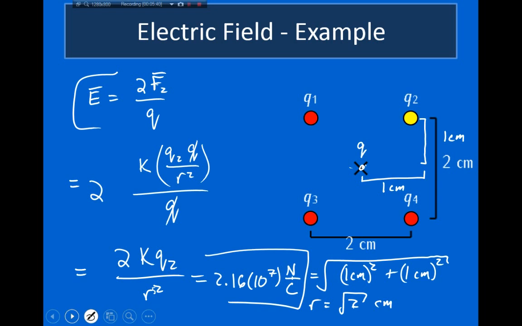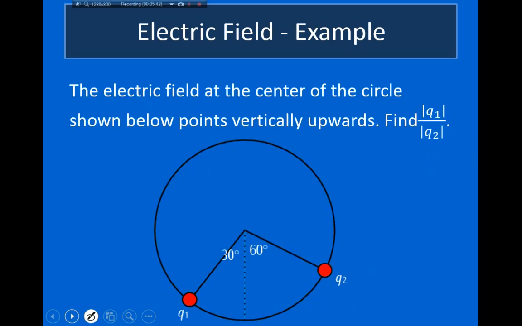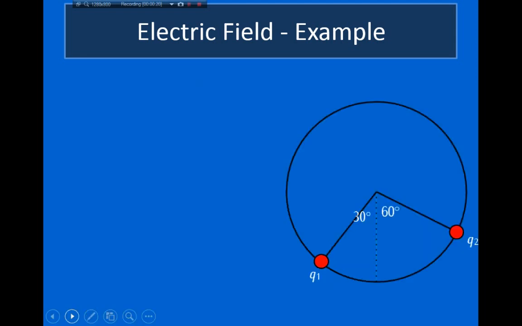Now let's go ahead and look at another example. So this example tells us that the electric field at the center of the circle shown below points vertically upwards, and we're asked to find the ratio of these two charges. Now remember that the electric field points in the same direction as the force that would be exerted on a positive test charge. So because the electric field at the center of the circle points vertically upwards, we know that the total force that would be exerted on a positive test charge has to point vertically upwards.